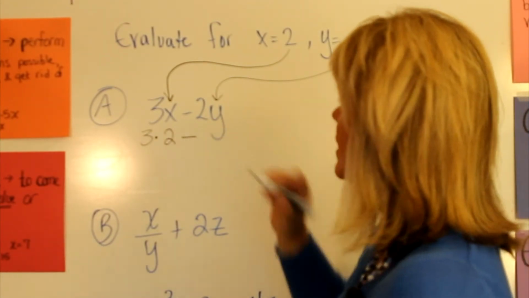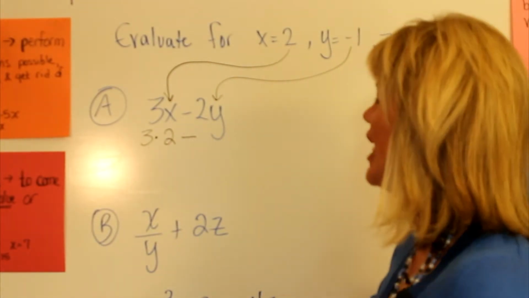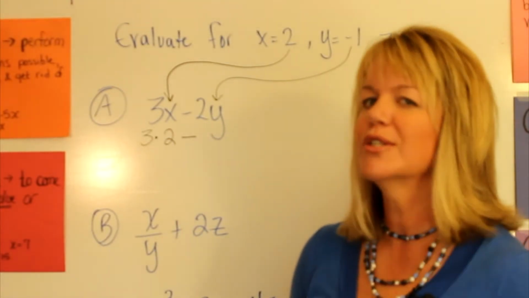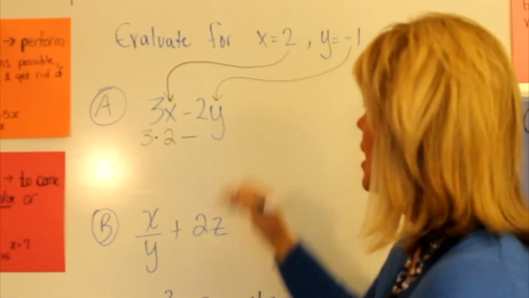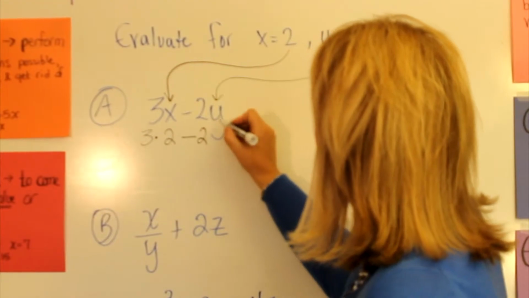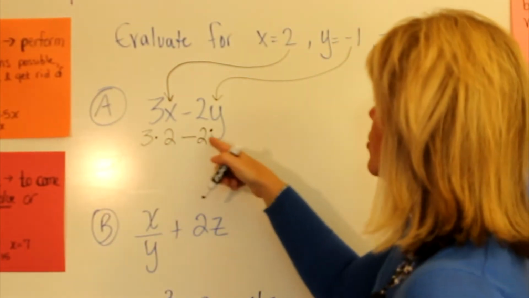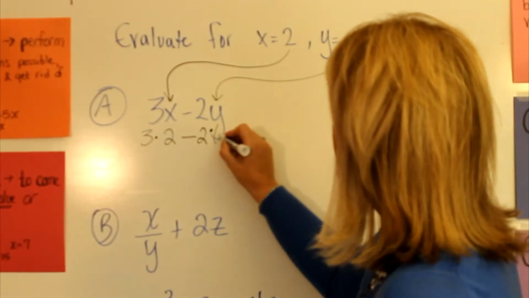So be careful, you have to really watch. The challenge in evaluating is the positive and negative situation. You also have to watch order of operations. So I'm going to put -2, and then it's times, because 2 and y were sitting next to each other, so it's really -2 times -1.